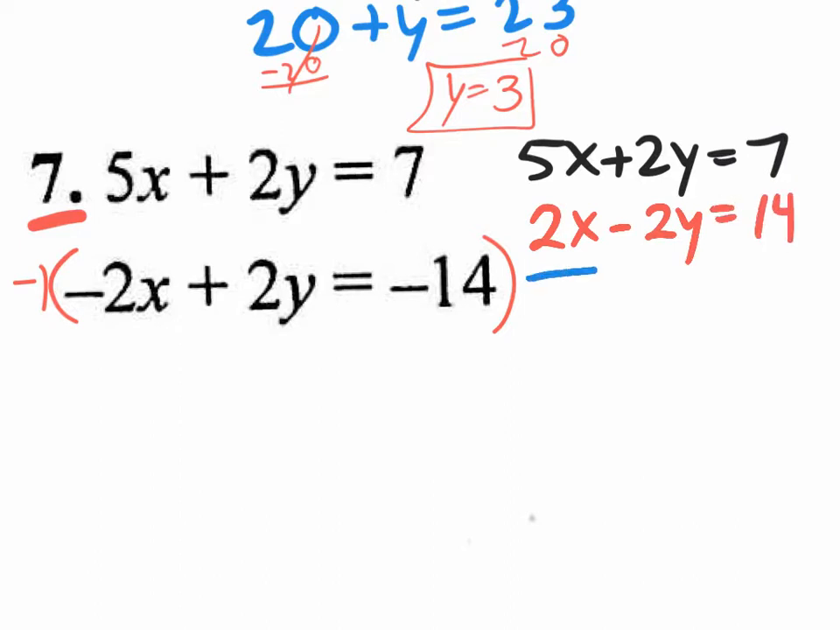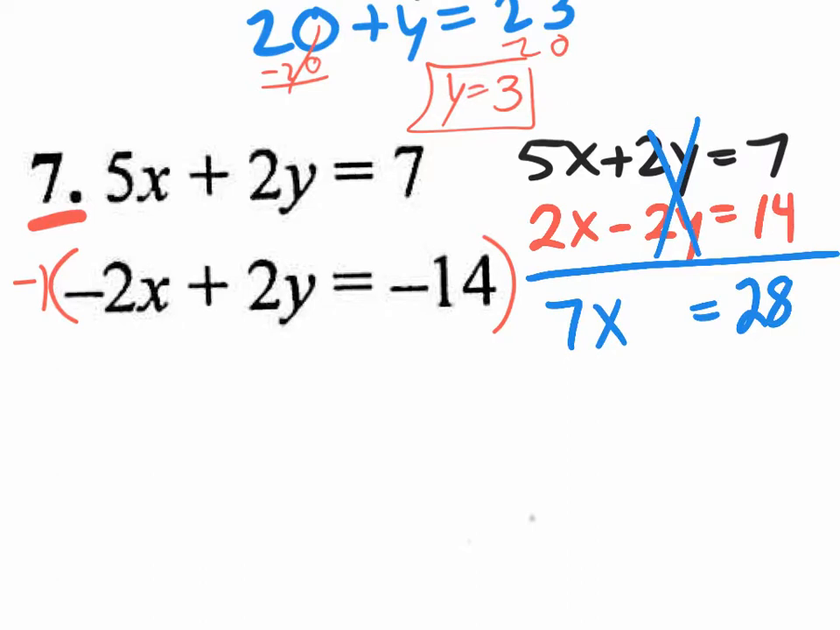And now we're going to combine the lines. You're going to get 7x. This cancels. Equals 28. No, 21. Sorry. We're going to divide by 7. X equals 3.